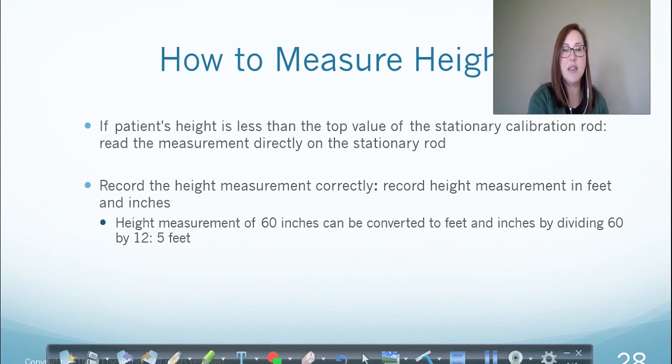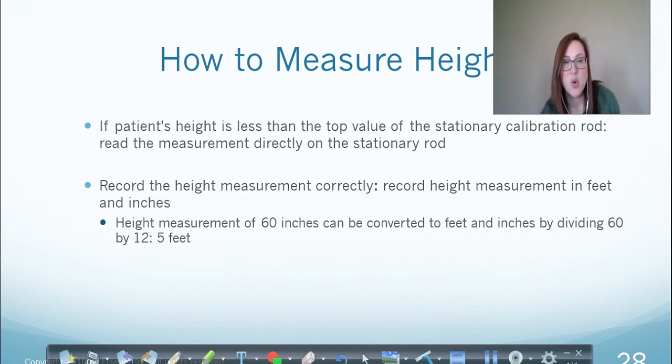If the patient's height is less than that top value, you want to read the measurement directly on the stationary rod. So wherever they hit, you want to make sure that you're reading that. A lot of them will have an arrow directing you to where that measurement is.